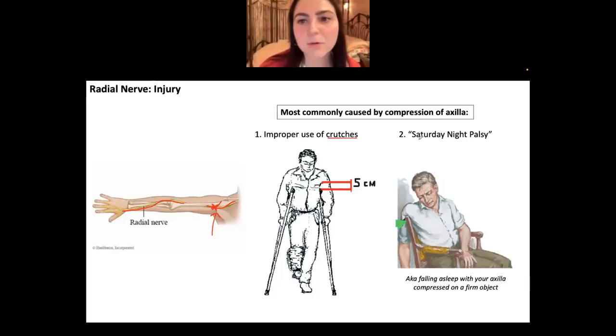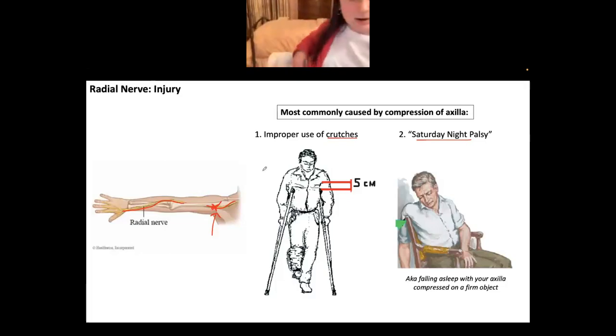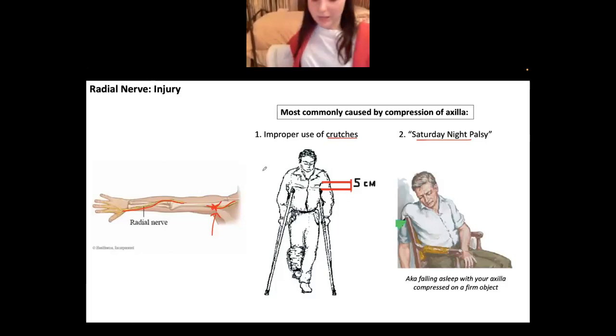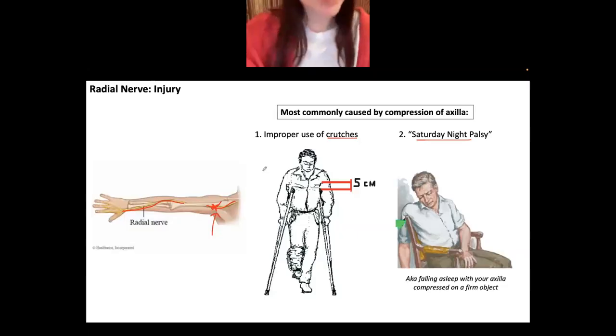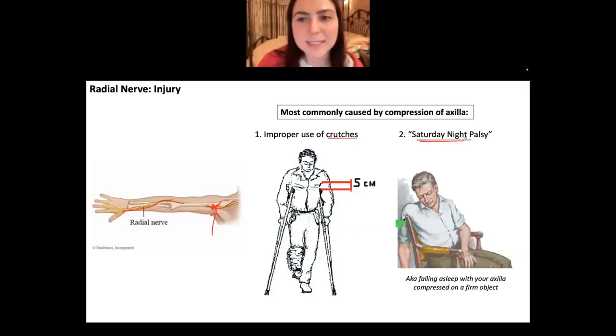So you can look for that in a vignette, like someone's been on crutches for a while, now they're having these symptoms. The second one's called Saturday Night Palsy, which I think is hilarious. But it's any instance where you fall asleep or you do something where, you guys see this, my chair. All right, so here's my chair. You fall asleep with your armpit on a hard surface, a firm object, like a chair. If you fall asleep like this, that's enough time where it can compress your radial nerve because it's up in the axilla. So that's where this got its name, Saturday Night Palsy. Someone comes back drunk and they fall asleep in a chair with their arm over it, and then that can compress their radial nerve.